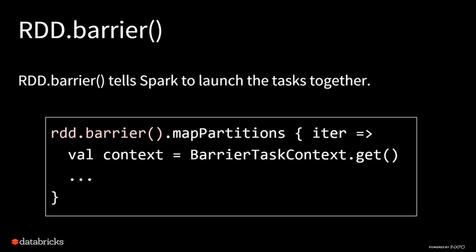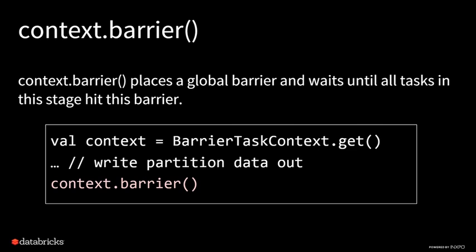Let's briefly look at the API. I'm using Scala here to demonstrate the API, but we also have a Python API, which is very similar. First, we introduce a barrier function to the RDD class. If you have an RDD representing a distributed data set, you can call RDD.barrier to tell Spark that for this stage, I want the tasks to be scheduled together. Then you can call mapPartitions to describe what you want to compute.